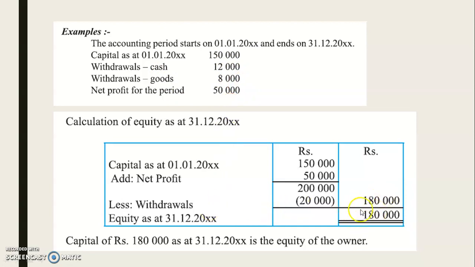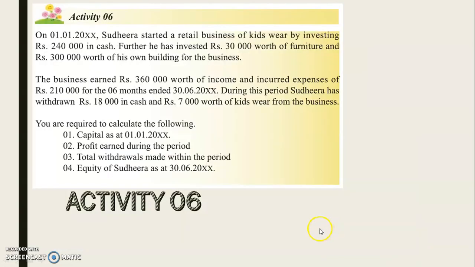Then you will get an amount. So this is the value of the equity. Capital of rupees 180,000 as at 31st 12 2006 is the equity of the owner. So this is the equity of the owner. Okay. Next.